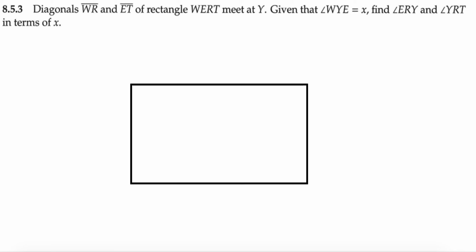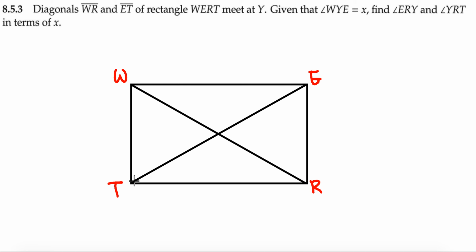Number 3, the diagonals WR and ET of the rectangle meet up at Y. So then, once again, if I have W, E, R, T, and diagonals, I have them over here, I have them over here. Now, given that WYE is equal to x, where Y is right over here, find ERY.